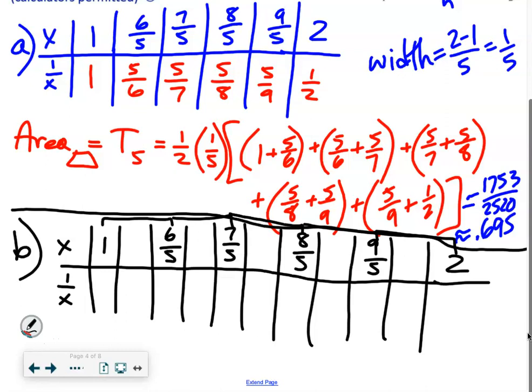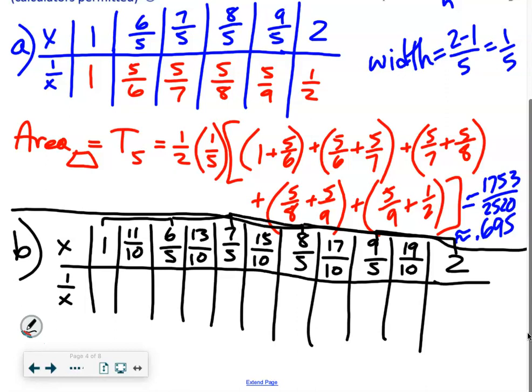How do I find the midpoint between 1 and 6 fifths? Well, it's the average of the two numbers, right? 5 fifths plus 6 fifths is 11 fifths. The average would be 11 tenths. Then we'd have 13 tenths, 15 tenths, 17 tenths, and 19 tenths.